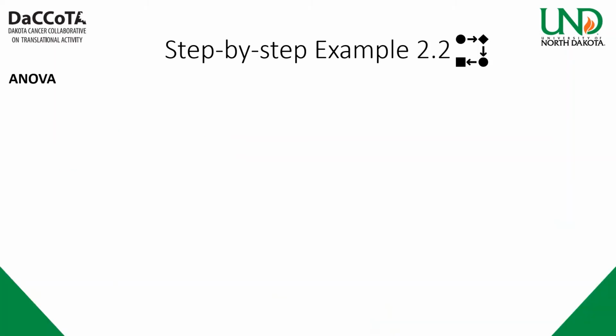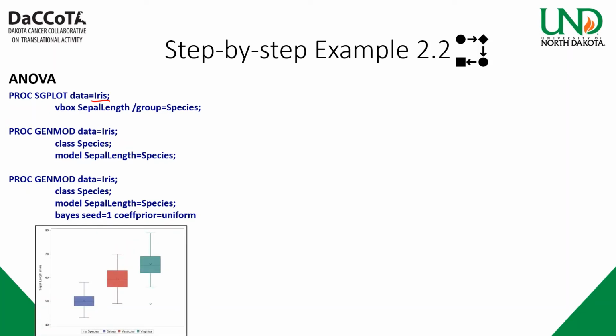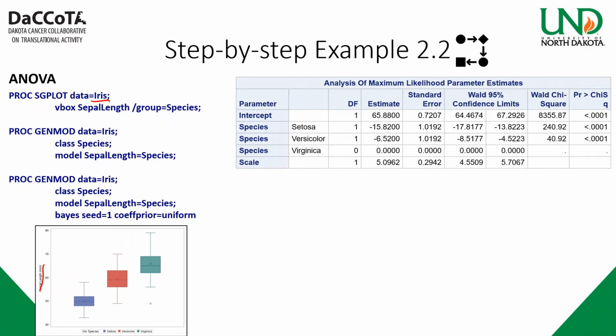Okay, so ANOVA will be pretty similar. We're going to use the same iris data set, but instead of just 2, we'll look at all 3. So look at the sepal length of all 3, and they look pretty different, so I'm not surprised that when we run proc GenMod with just our frequentist methods, we find that all 3 are significantly different from each other.